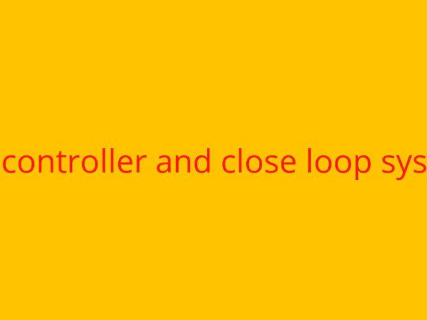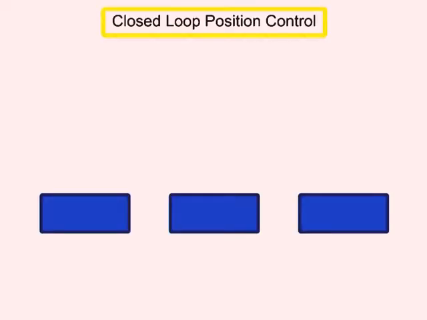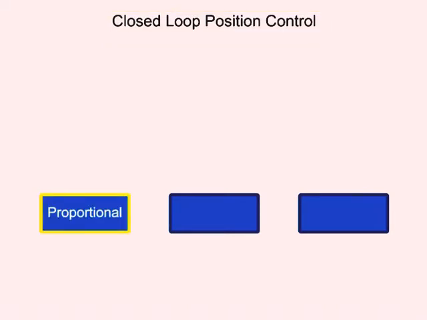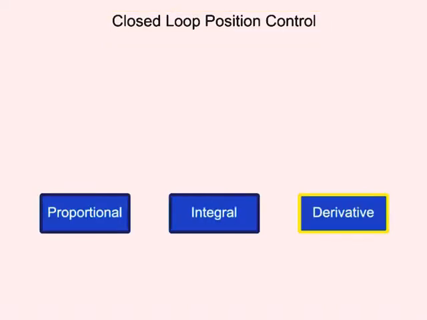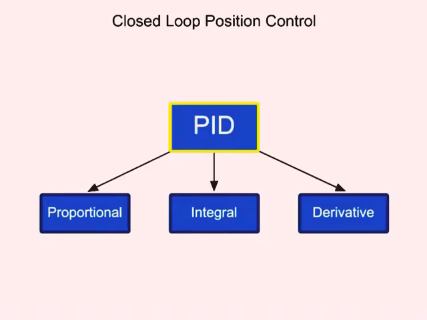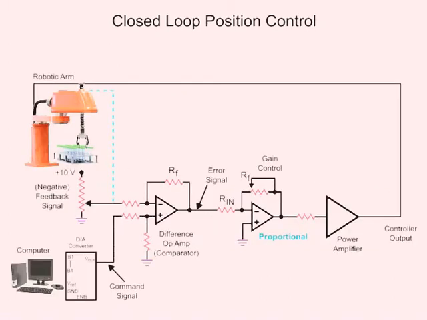A closed-loop control system for position control is comprised of proportional, integral, and derivative circuits, and is often referred to as a PID. The operation of PID mode control is demonstrated in the following robot arm position circuit. To move the robotic arm to a specific position, a command signal from the computer starts the motion sequence.